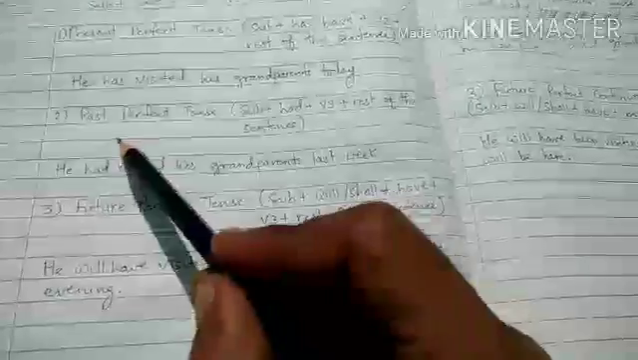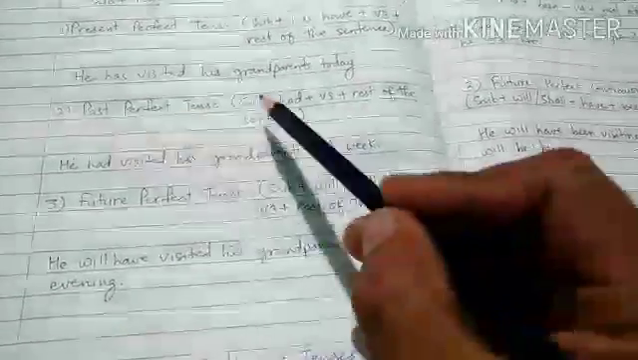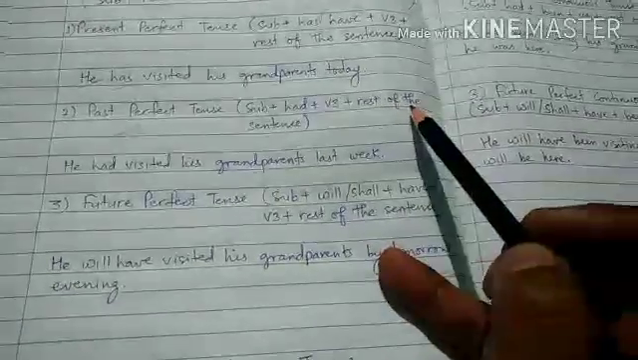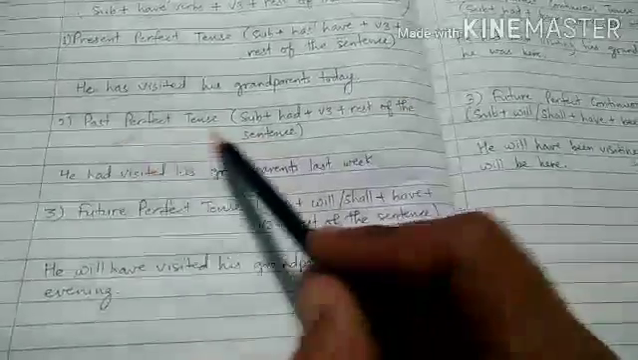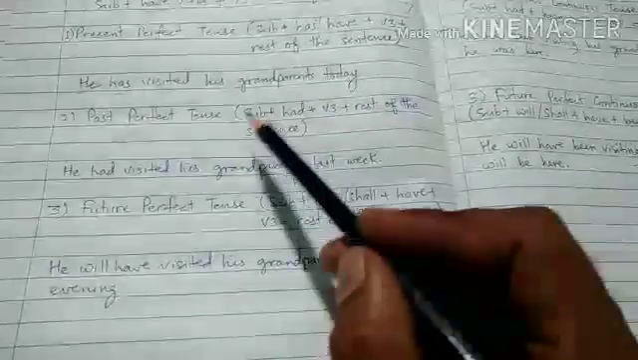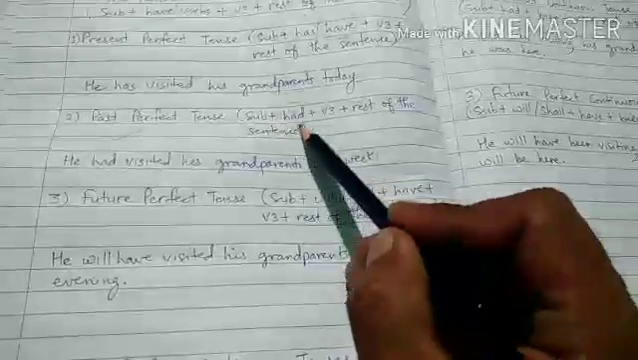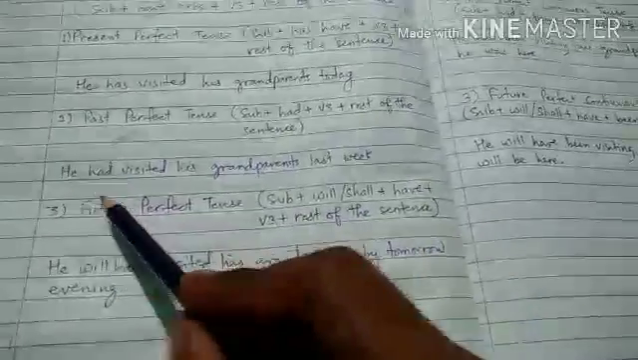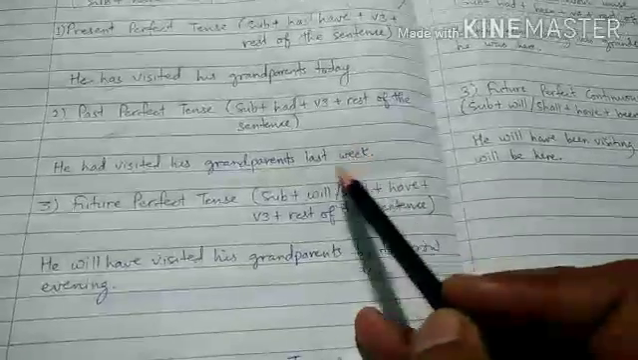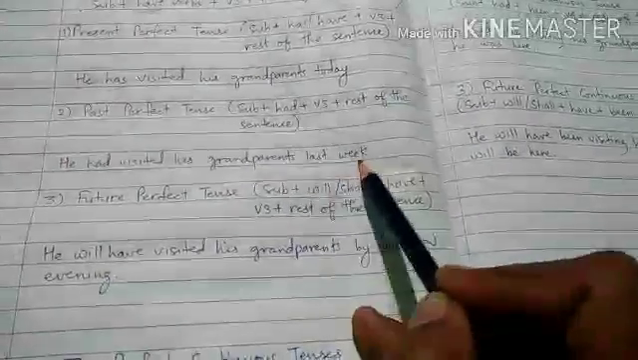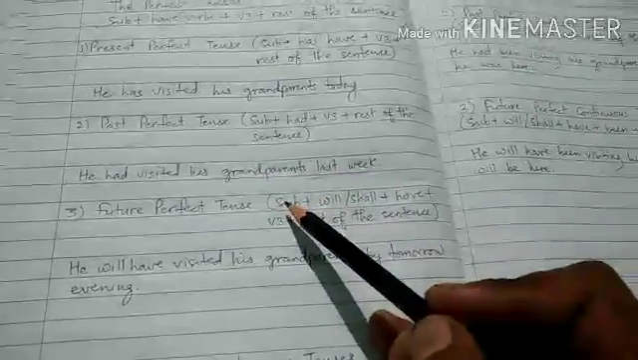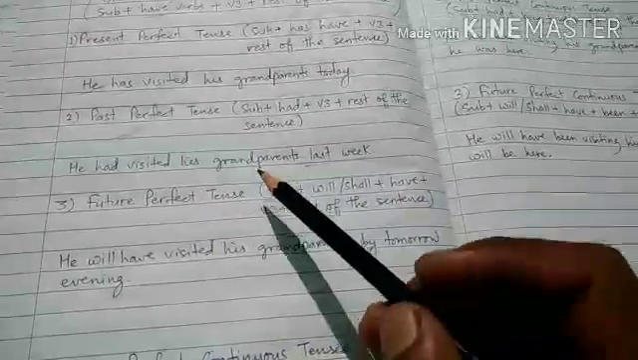Now come to the past perfect tense. Past perfect tense: subject plus had plus B3 plus rest of the sentence. Whether the subject is singular or plural, we have to use had only. Okay, now he had visited his grandparents last week. So some changes I have made. It is according to the requirement and the understanding of the tenses, that what kind of actions each tense expresses. Understood?